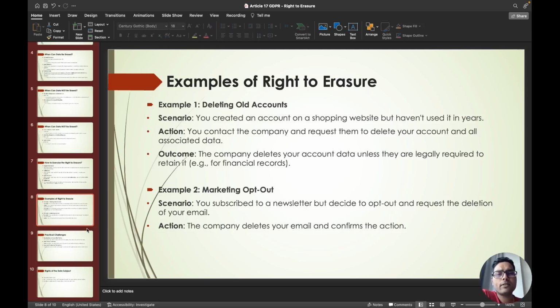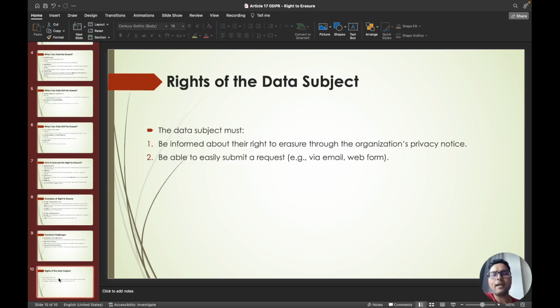Let's go to an example of a marketing opt-out scenario. You subscribe to a newsletter but decide to opt out and request the deletion of your email. The action: the company deletes your email and confirms the action. It's as simple as that.